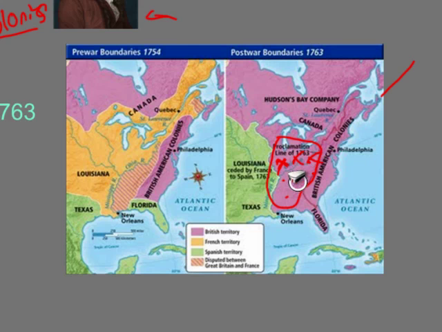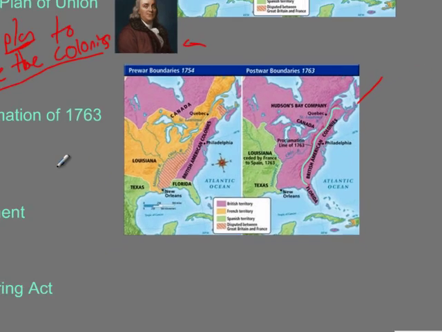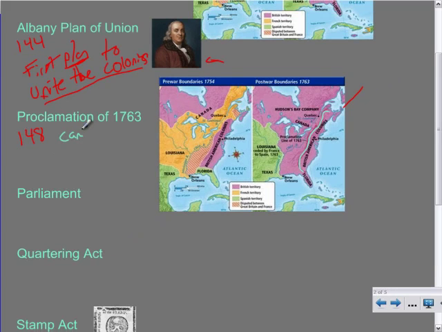So what the British decide to do is they don't want to deal with all of this conflict anymore, so they put in the Proclamation of 1763, and you can look at this on page 148. It's this line that's right here, and it says that you cannot move west of the Appalachian Mountains. So, can't move west of the Appalachian Mountains.